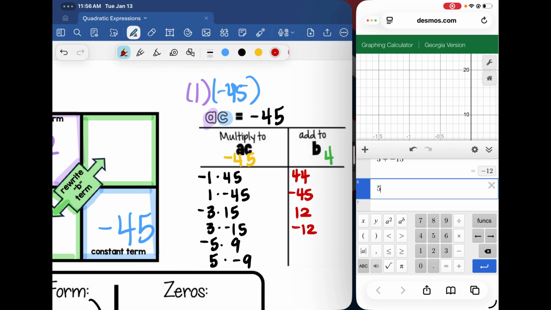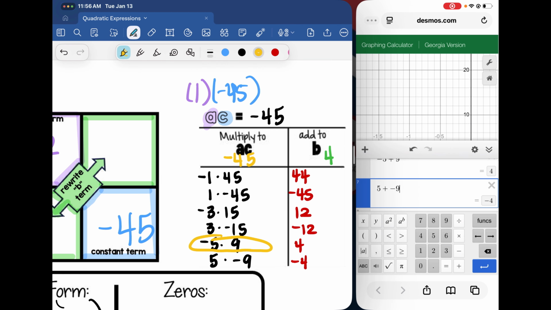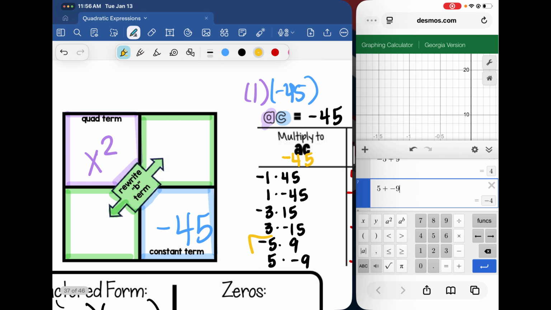-5 plus 9 gives me 4. And 5 plus a negative 9 gives me a negative 4. Which numbers do I want to use if I want to add up to a 4? -5 and 9. Because -5 and 9, I guess I can highlight it then.